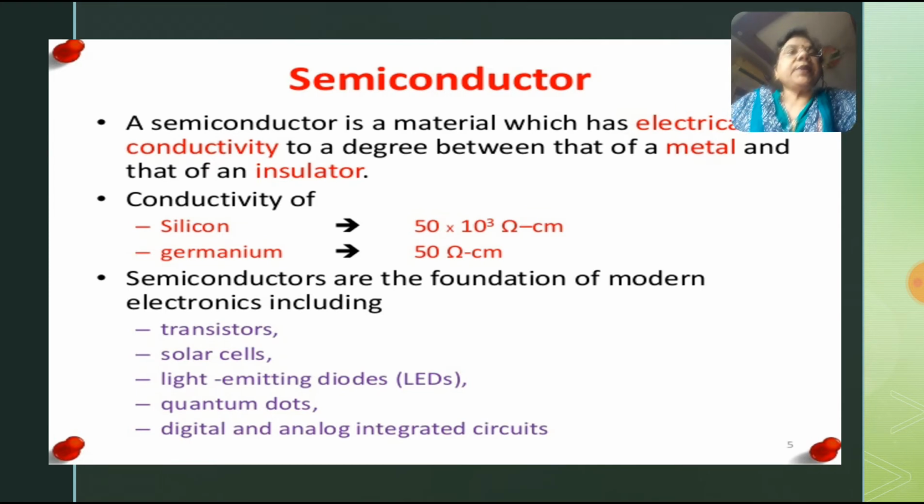A semiconductor is a material which has electrical conductivity to a degree between that of a metal and that of an insulator. So conductivity of silicon is 50 into 10 raised to power 3 and that of germanium is 50 ohm per centimeter. Now semiconductors are the foundation of modern electronics including transistors, solar cells, light emitting diodes, quantum dots, digital and analog integrated circuits.